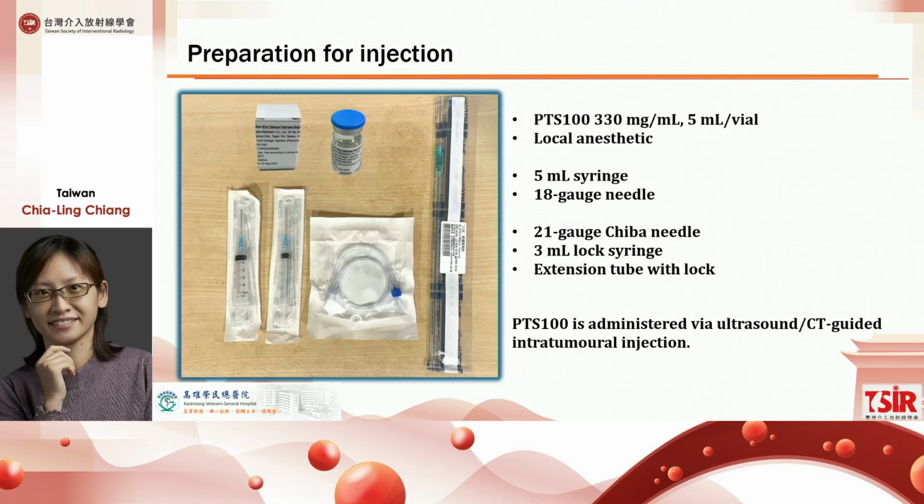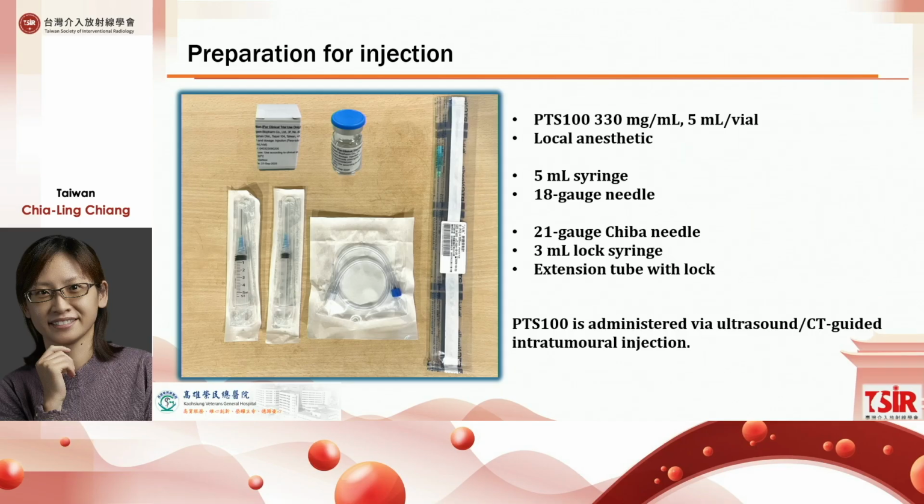Here is the toolbox for PTS injection. PTS is packaged in vials with 5 milliliters per vial. We also need some local anesthesia. Because PTS is a fluid with very high viscosity, we need a core needle, an 18-gauge needle, to aspirate it, and a 3 milliliter locked syringe and an extension tube with lock. The lock is important because we don't want the PTS to leak during injection. And we usually use only a 21-gauge Chiba needle. So it's a very minimally invasive procedure.